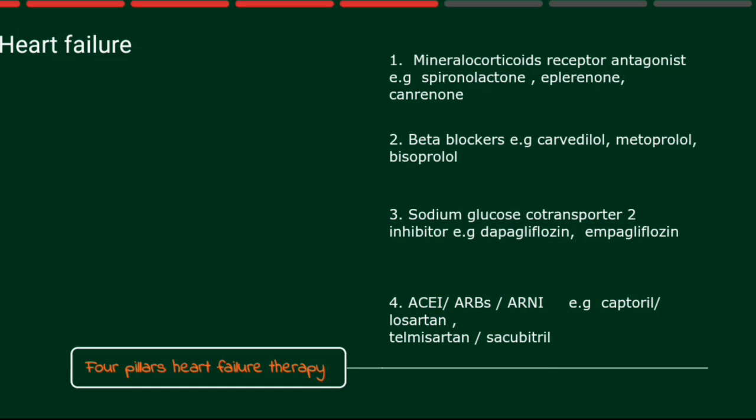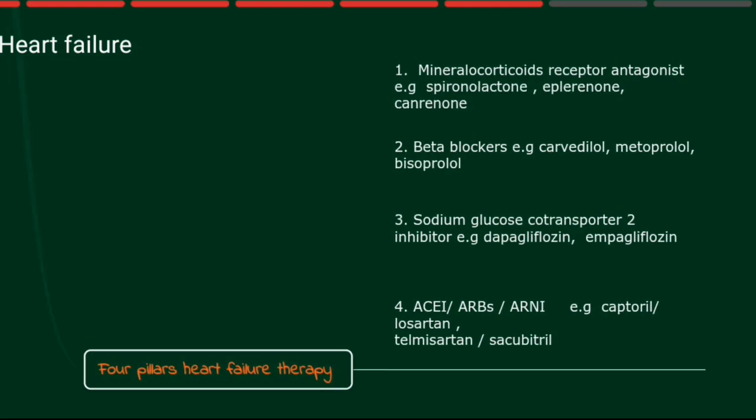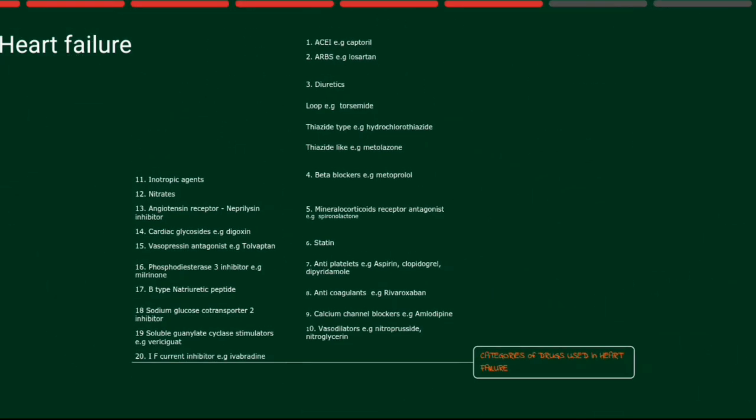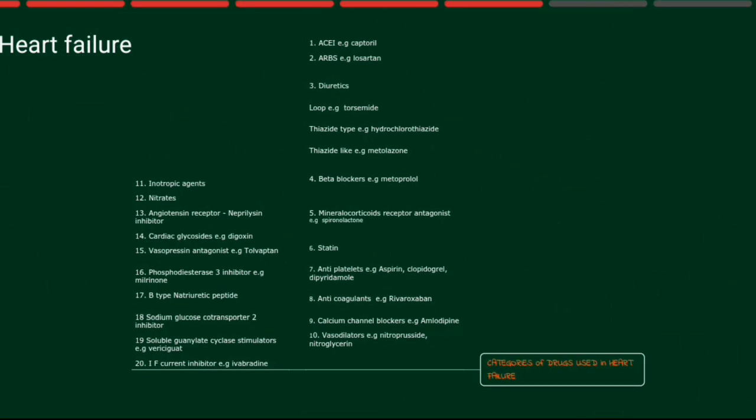Okay guys, let's move on and talk about the categories of drug that we use in treating heart failure. So here we have 20 categories of drugs, but let me just mention them. We have the ACE inhibitor like captopril, we have the ARBs like losartan, we have the diuretics like the loop diuretic and also the thiazide type and thiazide-like diuretics. So take note of that.